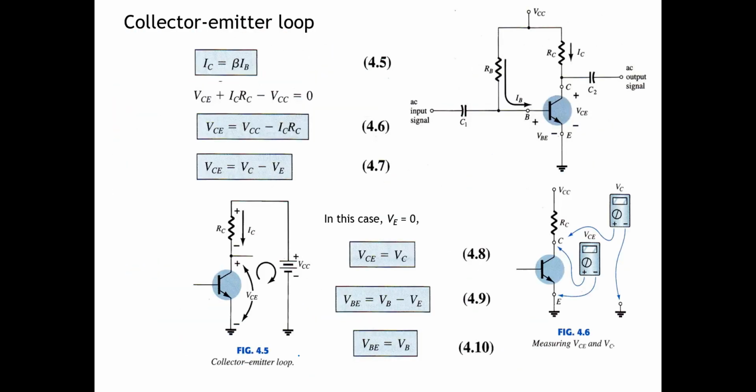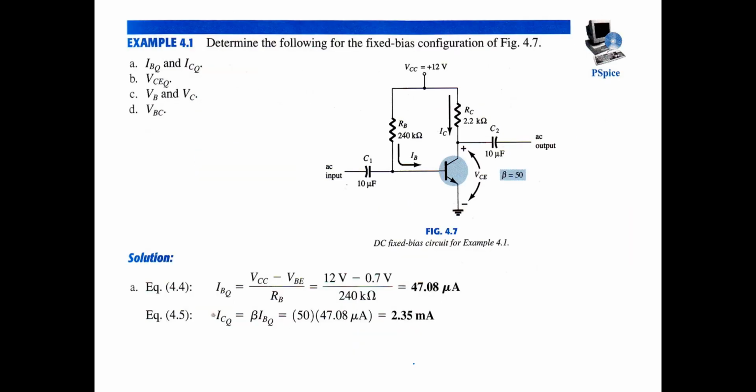Here in the collector-emitter loop, this is the VCE, plus IC RC minus VCC is equal to 0. So VCE is equal to VCC minus IC RC. And then VCE is VC minus VE. Because VE is equal to 0, VCE is equal to VC, and VBE is equal to VB minus VE. And VE is equal to 0, so VBE is equal to VB.